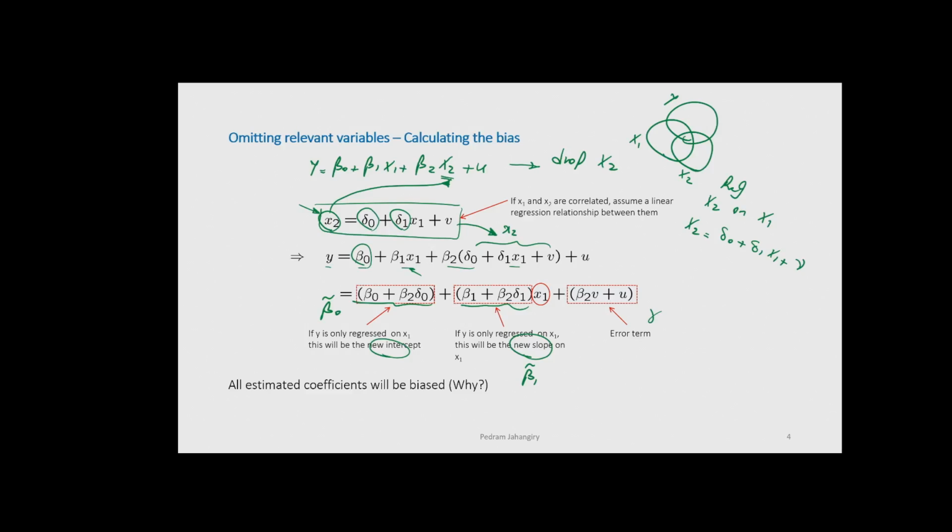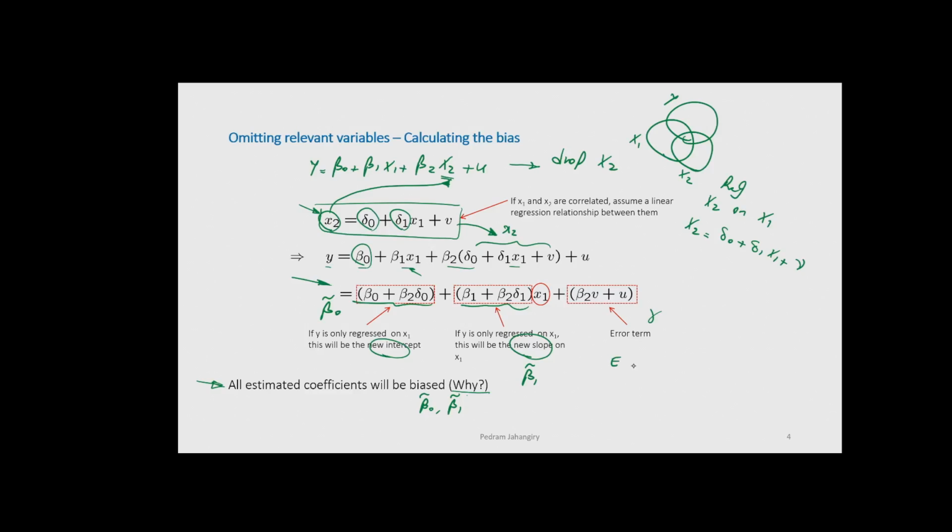So as you can see, if I drop x2 from the model, this is going to be the new model. There's a new intercept, a new slope, and a new error term. We are not interested in the intercept and the error term. What we care about is the new slope. So first, all estimated coefficients will be biased. We're saying that beta tilde 0 and beta tilde 1 are both biased. And how do I know that? Because what was the definition of unbiasedness?